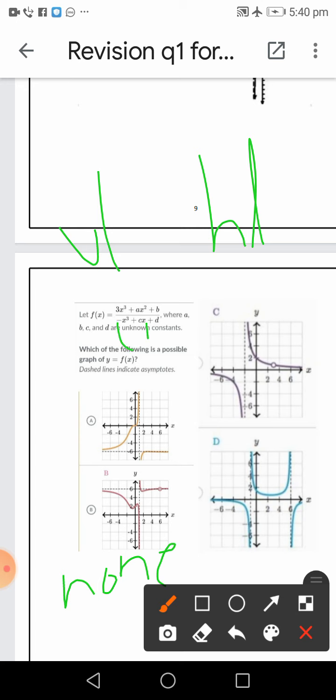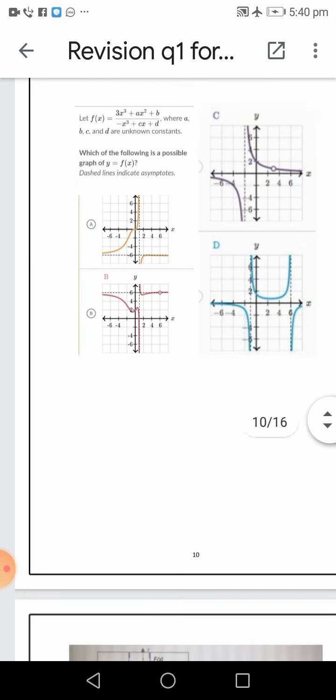Here I can get the vertical from the denominator because it has variables, and I can get the horizontal: x power 3 over x power 3, so m equals n. So the horizontal will be 3 over negative 1, which is negative 3. I don't have any choice here with negative 3, so the answer will be none.